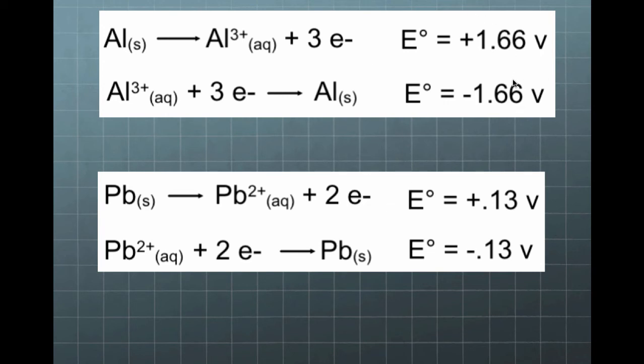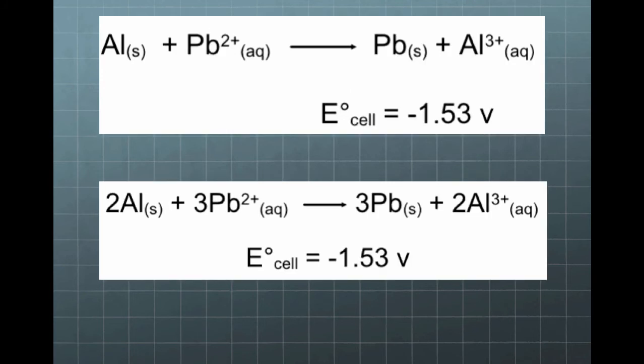Which one overwhelms, or which one would drive? Aluminum clearly wins in that battle, and the 1.66, you're going to want that to drive and the other to not. So if we put them together, here's our answer. Aluminum donates its electrons to lead, and if we subtract the two voltages, the aluminum's negative overwhelms the lead's positive voltage to give an overall cell voltage of negative 1.35 volts.